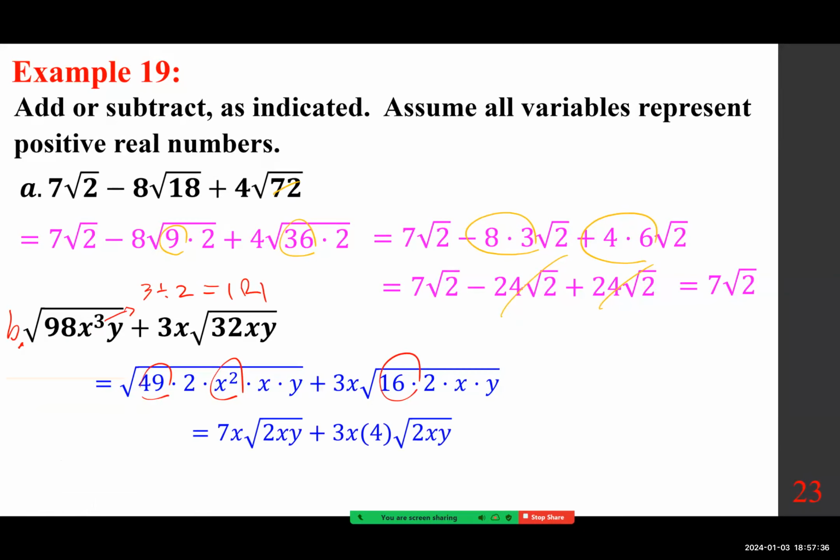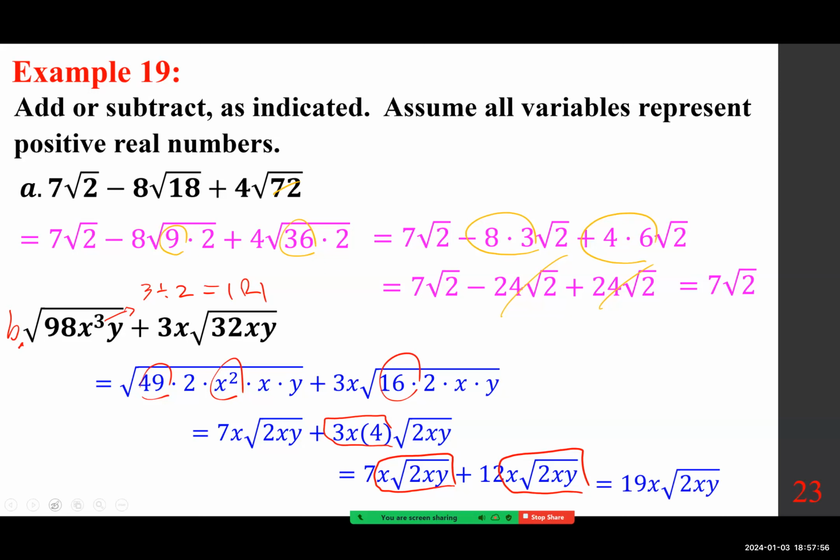So this is 7x square root of 2xy. This is 12x square root of 2xy. And notice this part is identical to this part. So 7 and 12, 19x square root of 2xy. They must be identical, otherwise we can't combine it. And that's the idea.